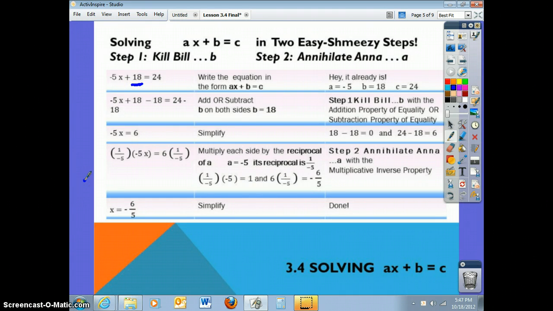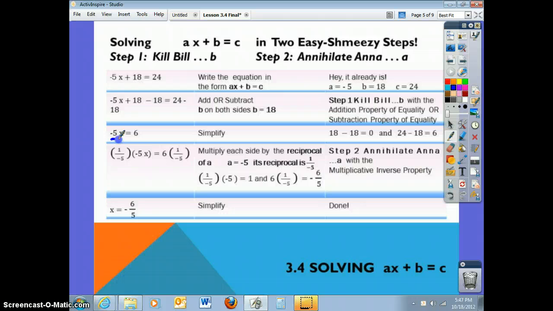To get rid of 18, we're going to subtract 18 from both sides, okay? So that would be the subtraction property of equality. Now, depending on what b was, we might want to use the addition property of equality. But you're either going to subtract or add the same thing to both sides, whichever you need to do to get rid of b. So once we do that, we're here.